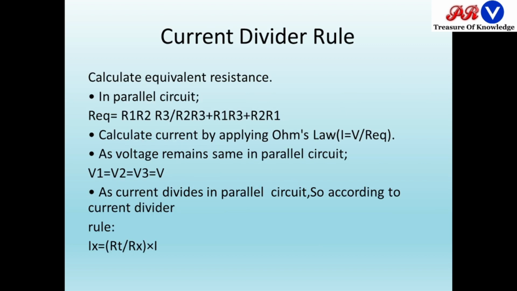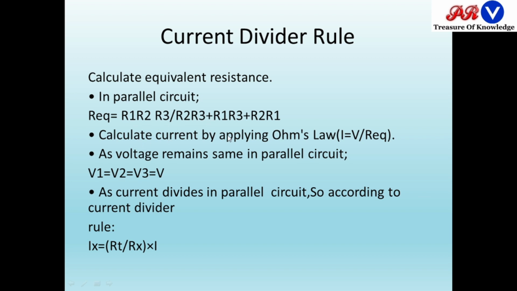Now we have the current division rule. As we discussed, current division occurs in the parallel circuit. In a parallel circuit, firstly we have to find out the equivalent resistance using the parallel resistances. So suppose we have three resistances. Now the equivalent resistance for the parallel combination is equal to this.